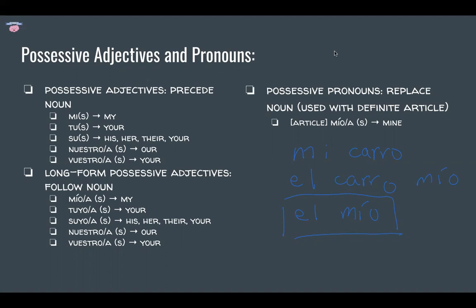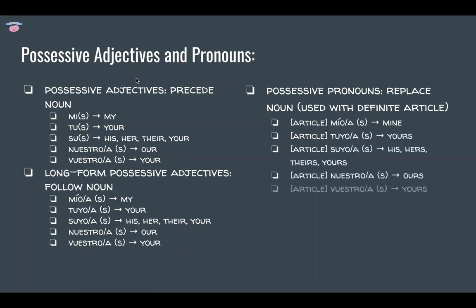It's important to understand the difference between all three of these because some of the words are the same and the position's obviously different. The rest of the possessive pronouns are the same as the long form possessive adjectives. Tuyo, suyo, nuestro, vuestro.